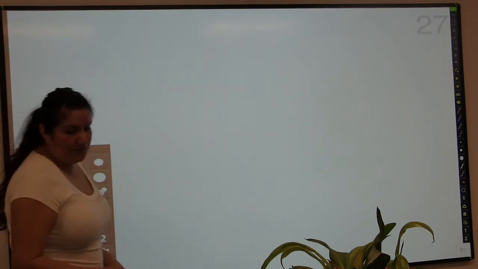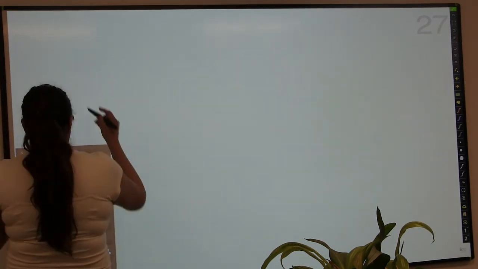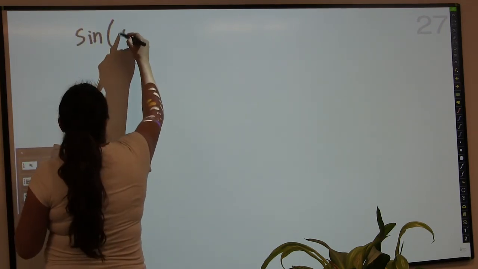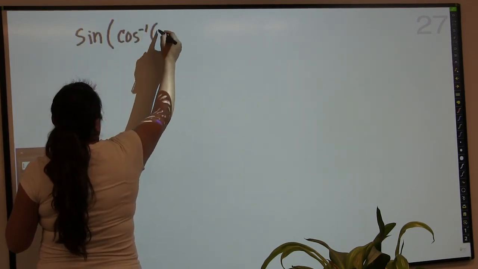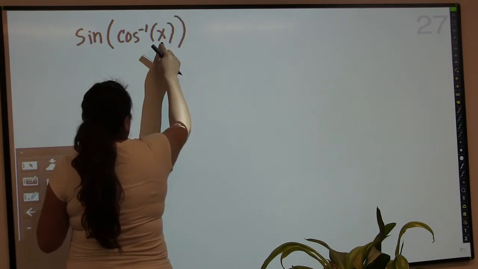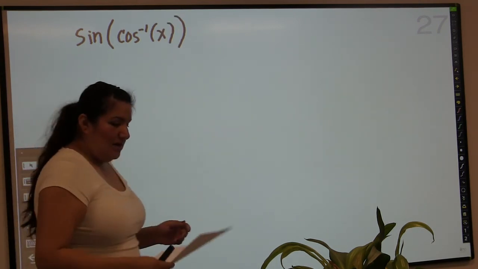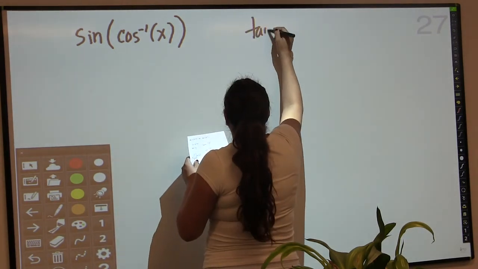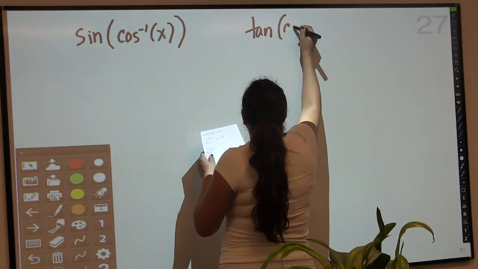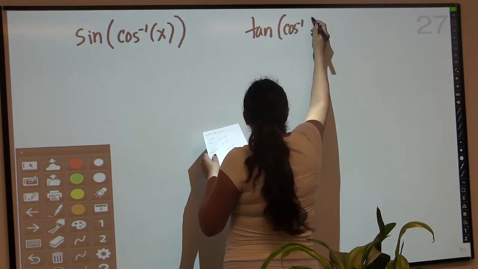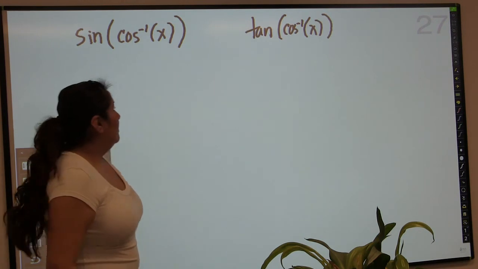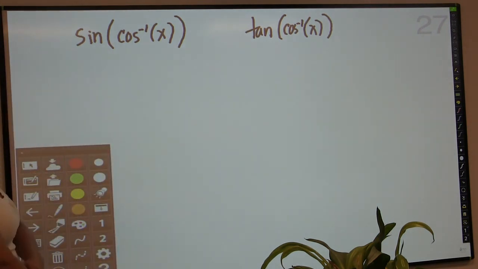So what if I'm doing sine of cosine inverse of x? So see, it doesn't say 3/5 anymore. It says just x. And then what if I want also tangent of cosine inverse of x? Don't get scared. It's still done much the same way.